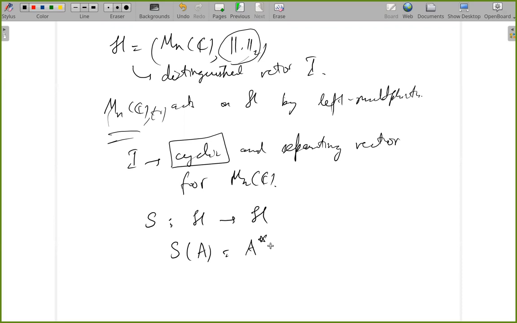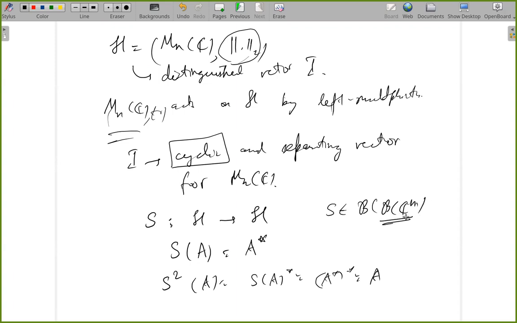So A is a vector in this Hilbert space. It is sending it to another vector in the Hilbert space. One thing to note is, what is S squared of A? First you get S of A star, you get A star star, so you get A back. As an operator from H to H, think of this S as belonging to B of Cn. If you're thinking of this as MNC, this is in B of that. So that's what's going on.